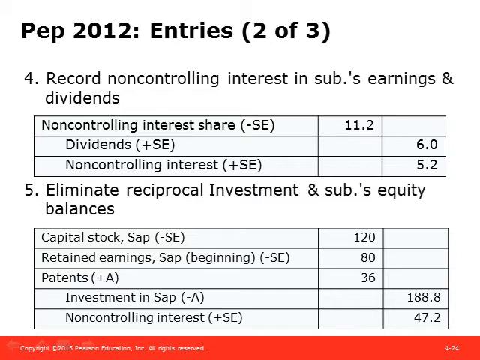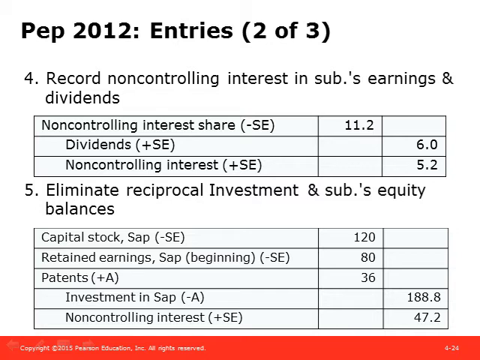And then our next step is to record the non-controlling interest in the sub's earnings and dividends. And so we calculated the non-controlling interest, that is the 20% of the $30K that was paid, to be $11.2K, which is a debit to the non-controlling interest share, or reduction in shareholders' equity, and we credit dividends for $6K, and then the difference between the $11.2K and the $6K is the non-controlling interest portion, which becomes a credit, increasing shareholders' equity.